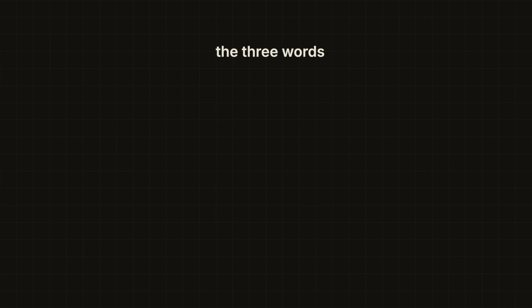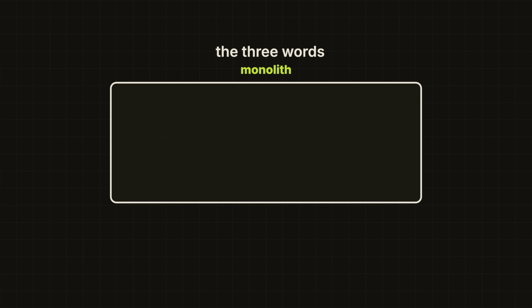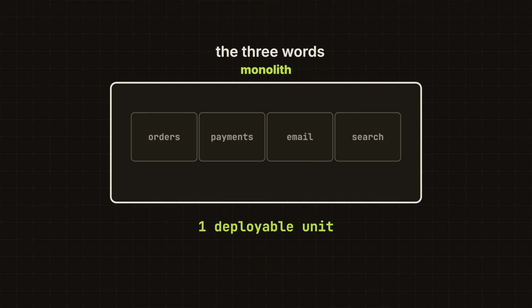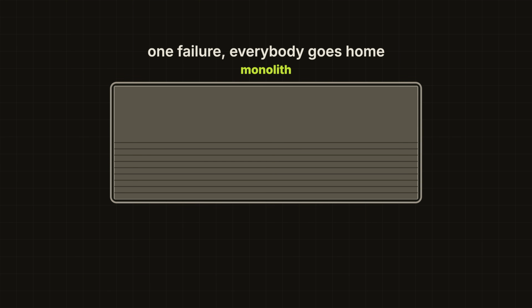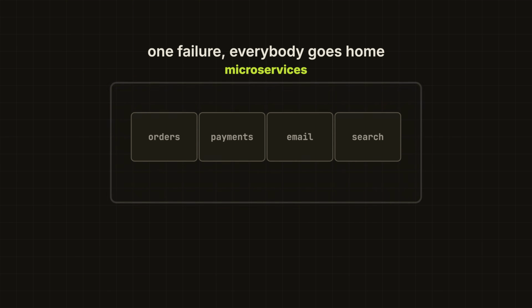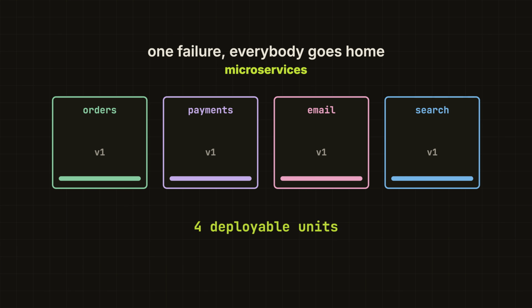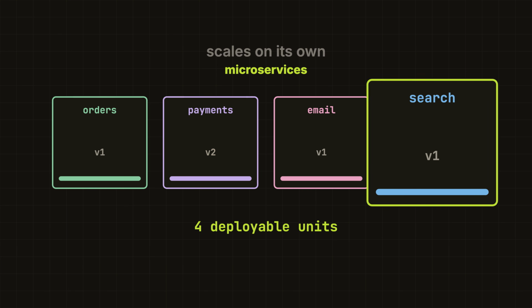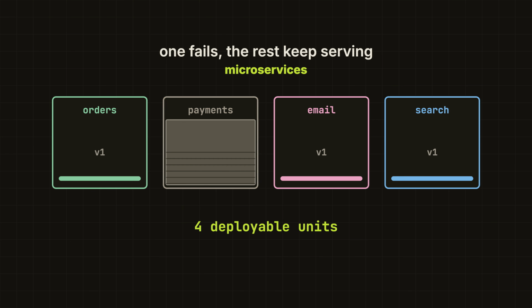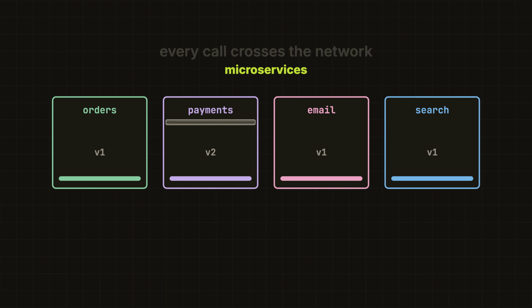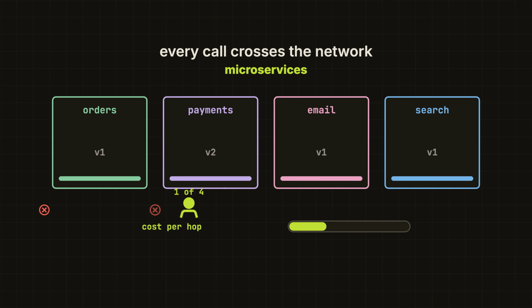So let us put it back together at a high level. A monolith is one deployable unit. Everything ships together. Calls between the parts are free. And one failure can take the lot down. Microservices means many deployable units. Each one can be shipped on its own and scaled on its own. And if we drew the boundaries properly, one of them failing does not have to take the rest with it. But every call between them is now a network call, and that can be slow or it can fail.